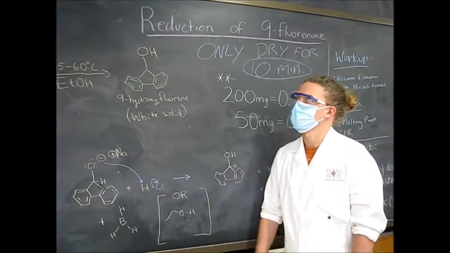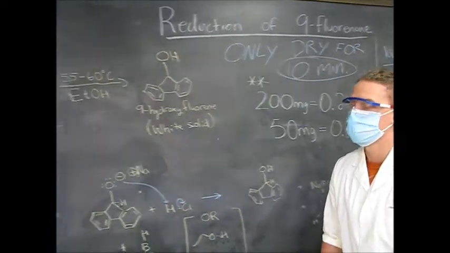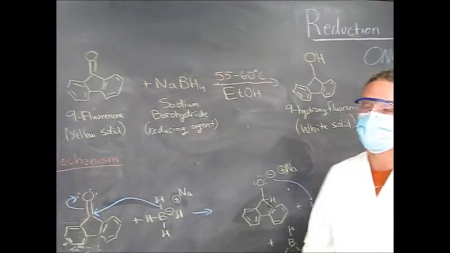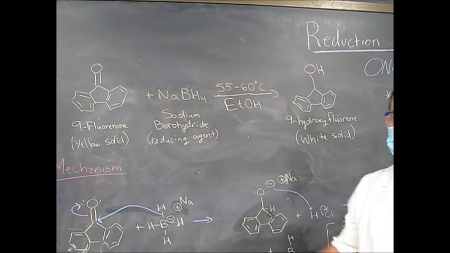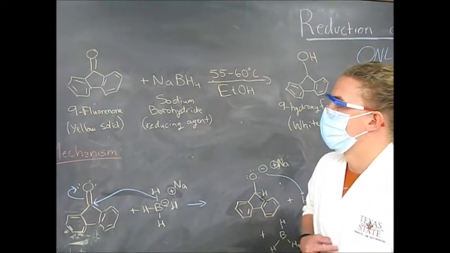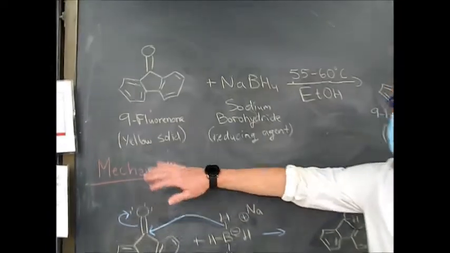Hello everyone, today we're going to be going over experiment 2, the reduction of 9-fluoronone. So this is a reduction reaction, which is essentially increasing the amount of hydrogen bonded to a molecule or decreasing the bonds to oxygen in a molecule. Same sort of idea. So what this reaction is, we start with 9-fluoronone, which is a ketone here.